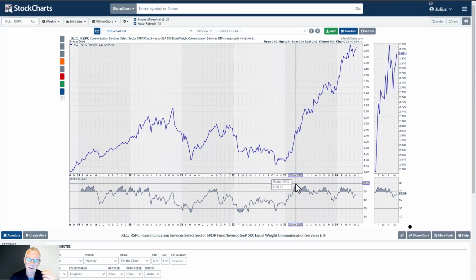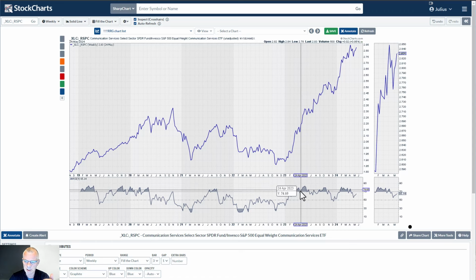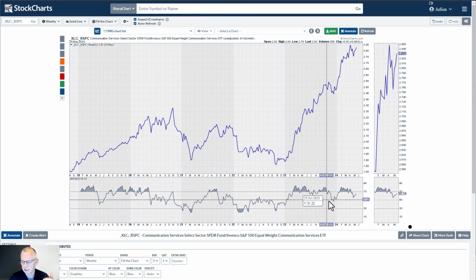So your divergence is kind of a warning signal. You can't trade divergences. You need to trade price. So, this divergence here never executed. Same here, never really executed. And then you drop back.